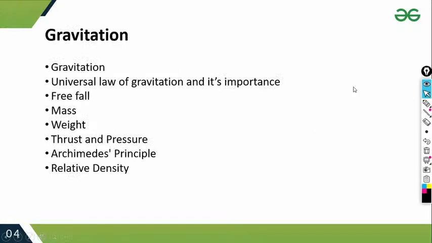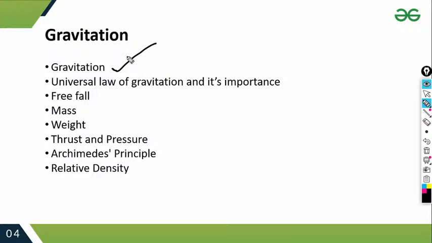And after this we have a chapter which is gravitation. So we are going to see gravitation after force and laws of motion. You guys know gravity is also a kind of force. That's why we cover this topic after force. Gravitation is also a sort of force which the earth has, by which it attracts everything on its ground.